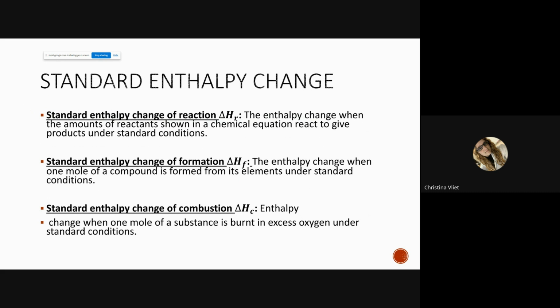So standard enthalpy change of reaction is the enthalpy change where you have your amount of reactant react to give products under standard conditions. So enthalpy change of reaction is, in its simplest form, the enthalpy associated with reactants turning into products, because that's a chemical reaction. And what's the keyword that's going to be there in every single one of them? Standard conditions, right? Put those standard conditions there. There's probably a mark associated with it.